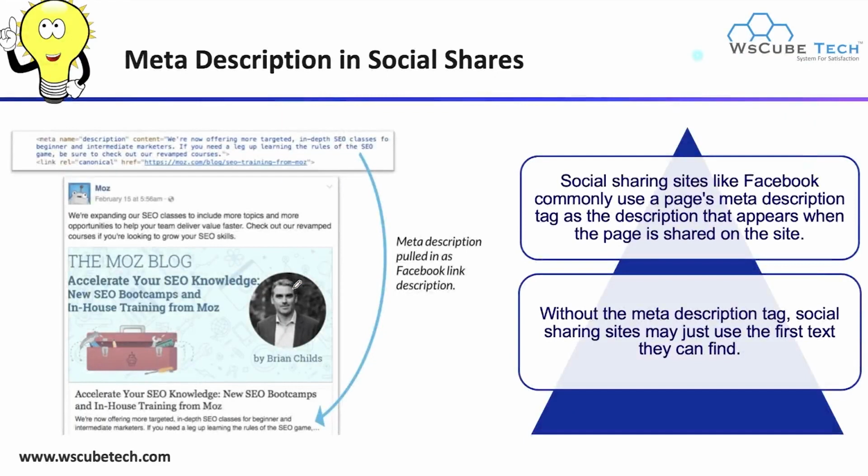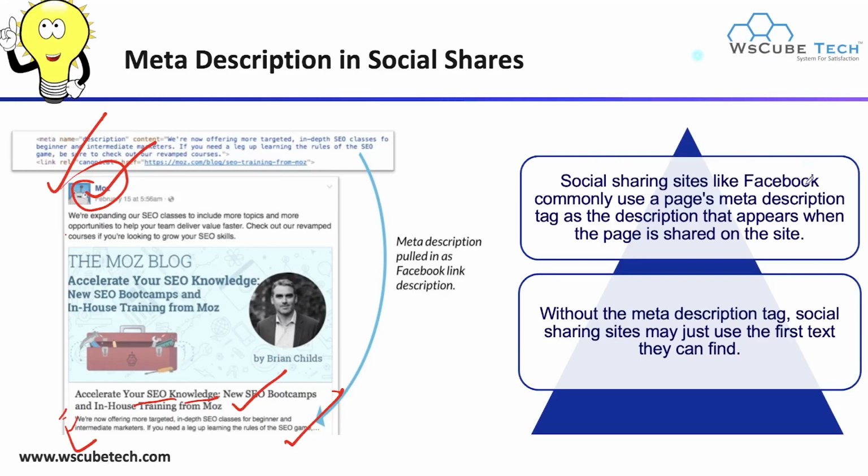Now, the meta description in social share. This is the example here. In this particular example, you can see that for this website, when we mention this site link on Facebook, this is a company page, and this is the example from this company's Facebook page. Along with your site title, we also get the description here. This is the title, that is, accelerate your SEO knowledge, and this is the description we have. So along with your title, we also get your meta description, which describes something about your website.